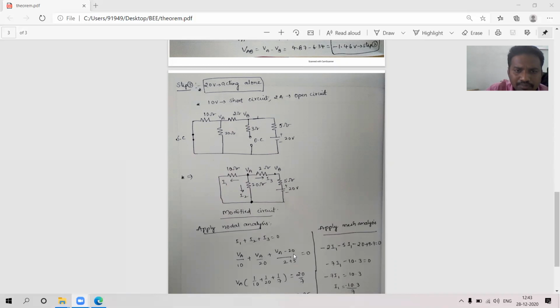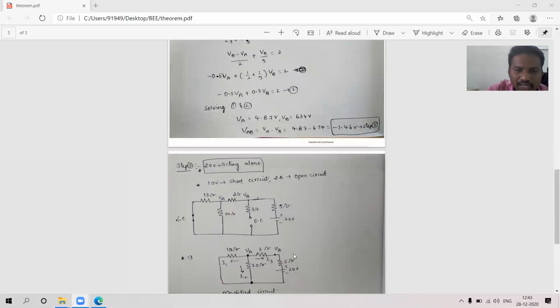So that's why I have taken VAB, not VBA. VAB is the potential difference between the two. I got the voltages: VA as 4.87 and VB as 6.34. So VA minus VB is 4.87 minus 6.34, which gives minus 1.46 volts. So that is the step 2 answer.